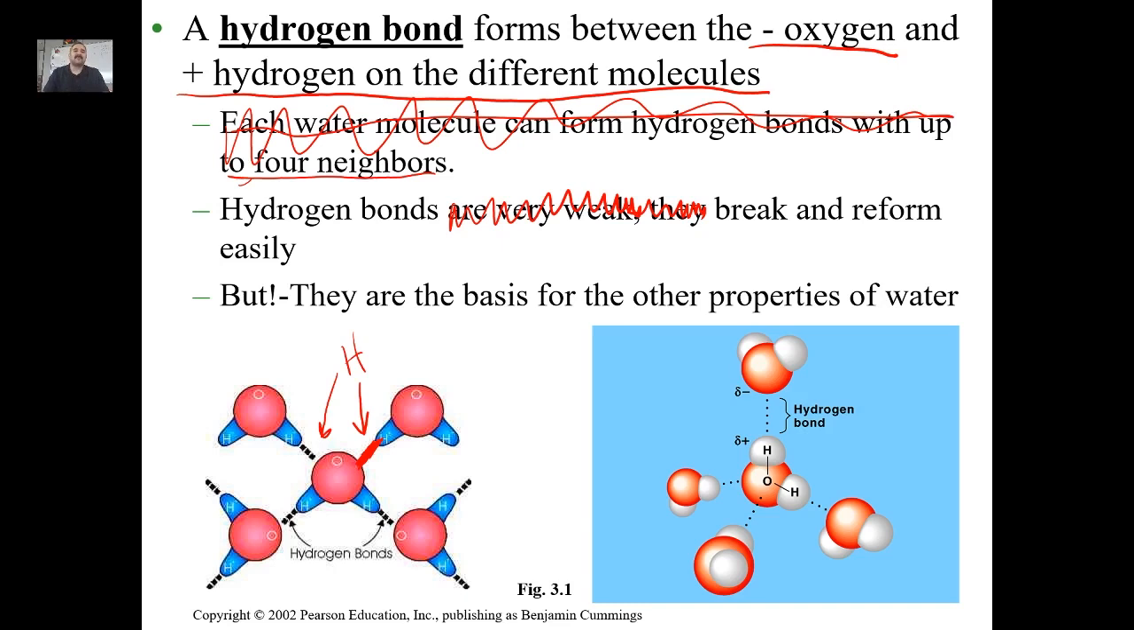So think about a glass of water. You can easily stick your hand in the water. What you're doing there is you're breaking the hydrogen bonds. When you pull your hand out, those hydrogen bonds are going to reform easily. So hydrogen bonds are typically known as temporary bonds. Not that we call them temporary bonds, but they are temporary bonds. They break and reform easily.